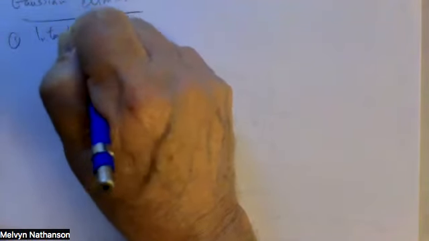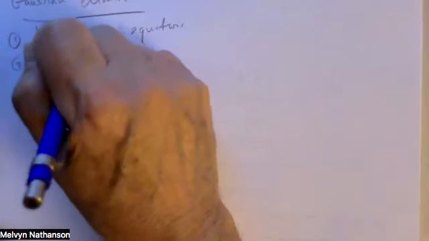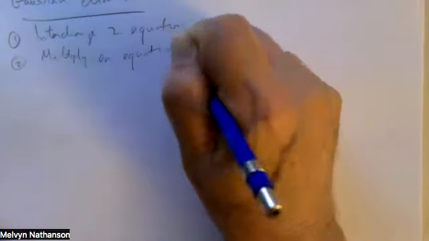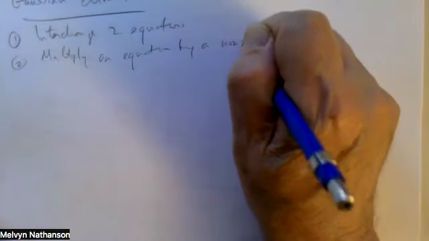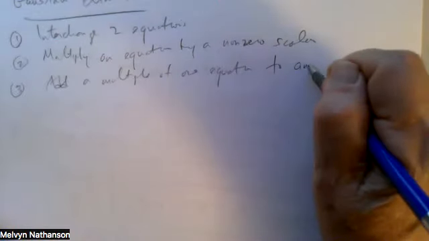you can do three things to a system of equations. You can interchange two equations. You can multiply an equation by a non-zero scalar, or you can add a multiple of one equation to another equation.